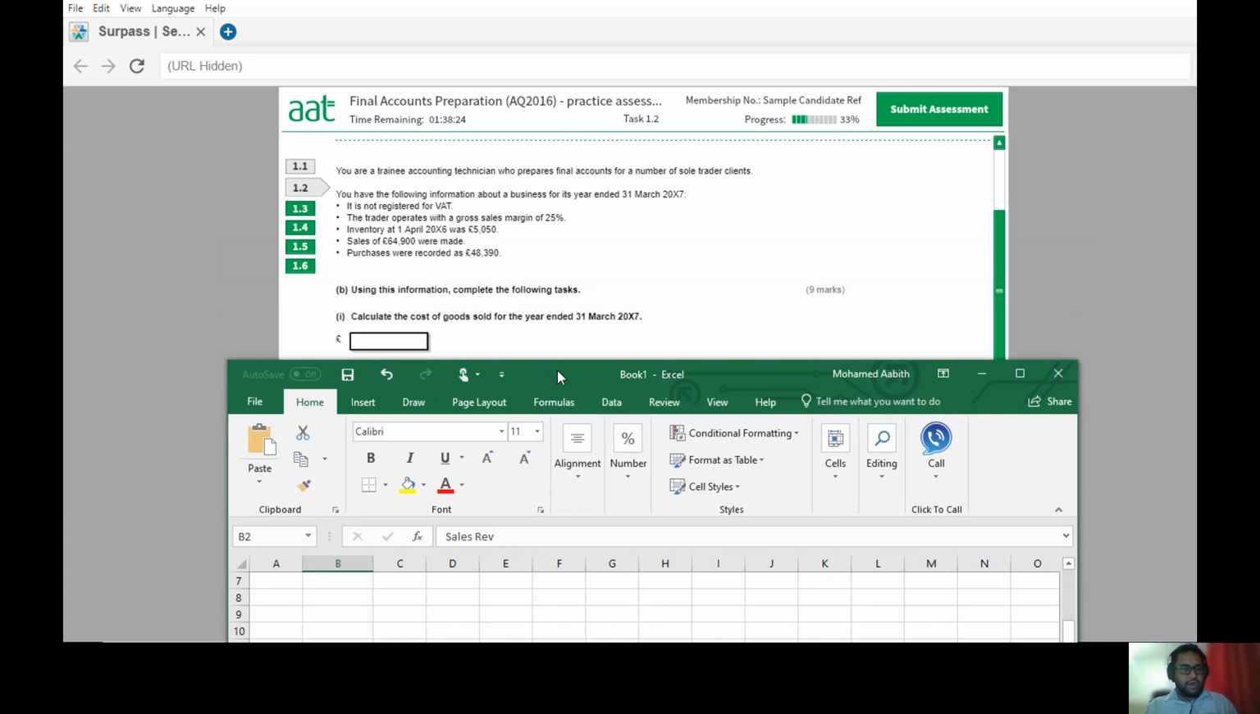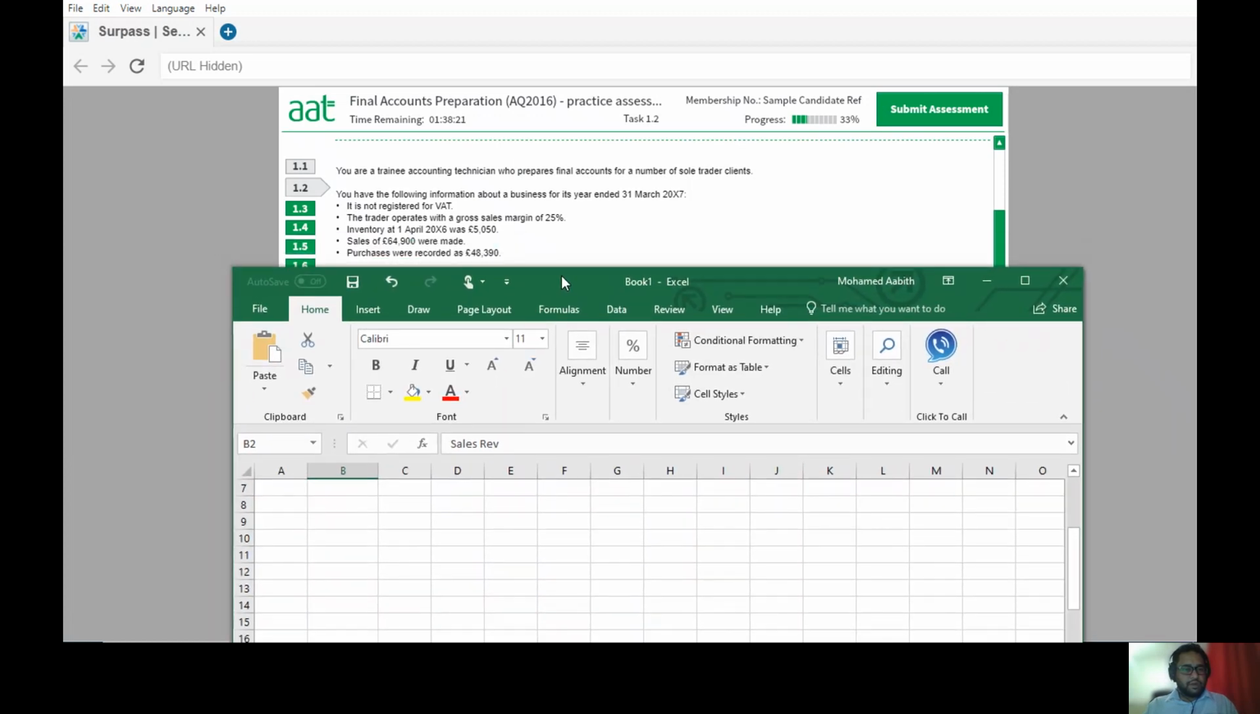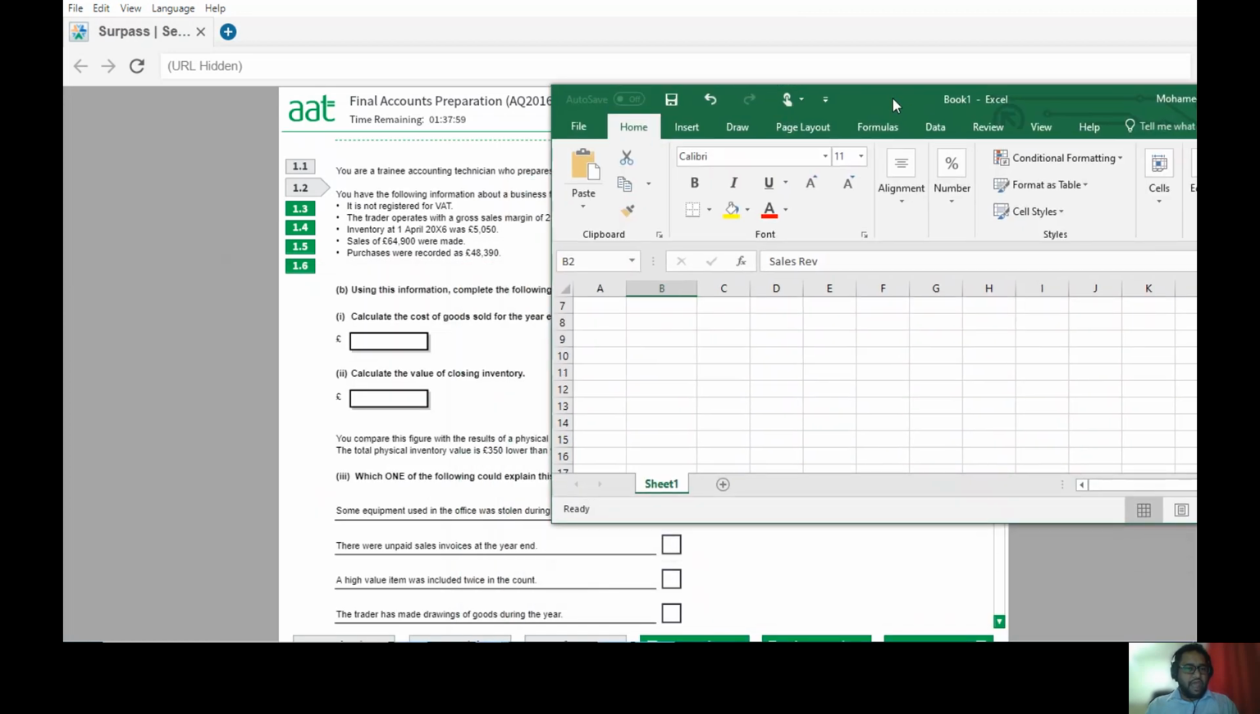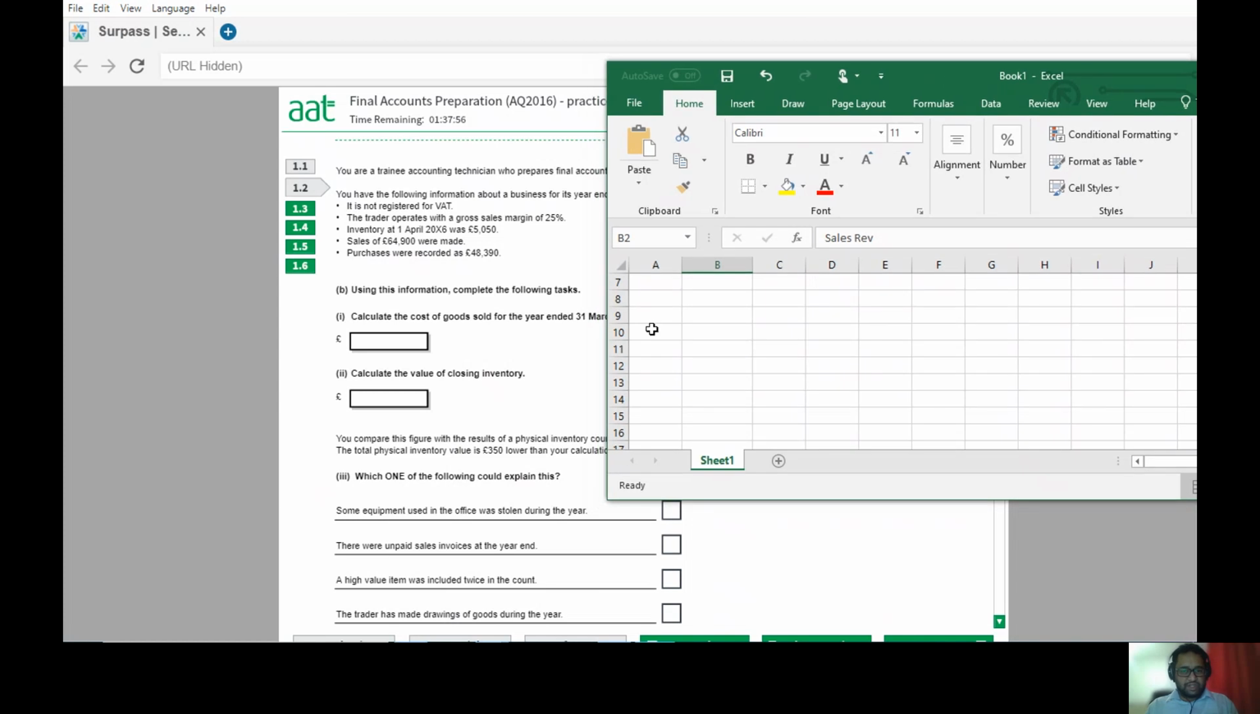So here, what they're telling you: the business is not registered for VAT, trade operators, gross sales margin of 25%, inventory at 1st of April was 5,050 pounds, sales was 64,900, purchases were recorded 48,390. So what we now have to remember is one of the important parts, which is your sales margin. If you know your sales margin and your sales figure, you should be able to find out how much is your gross profit or your cost of sales.